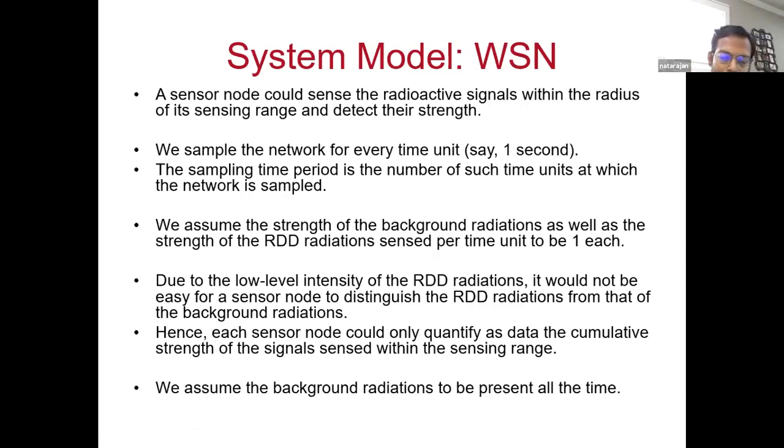We could change the sampling time period and study what the impact of that is on the performance of this model. So that's why I just say every time unit; it could be 1 second or 5 seconds or 10 seconds and so on. And of course, we also have the number of time units. If there are 10 time units, that's the sampling time period. If there are 100 time units, 100 is the sampling time period and so on. So the clock is ticking for every time unit.